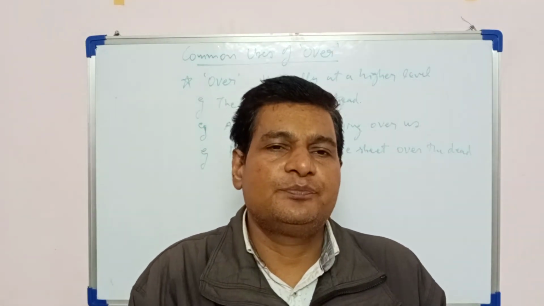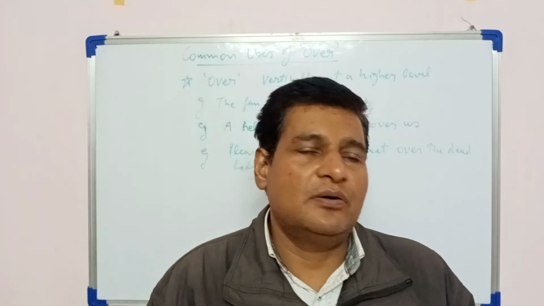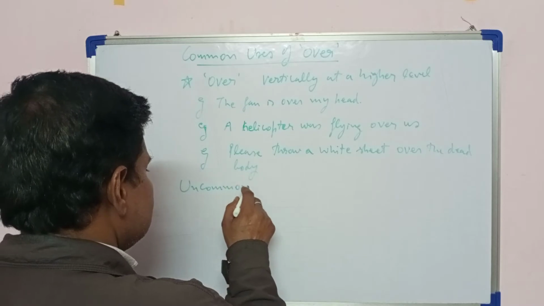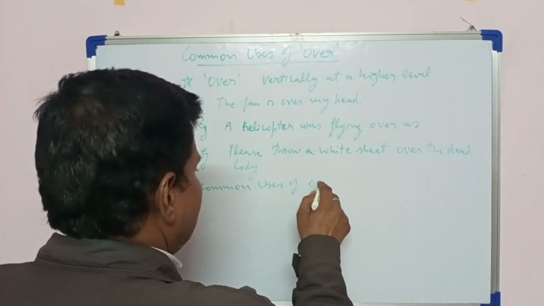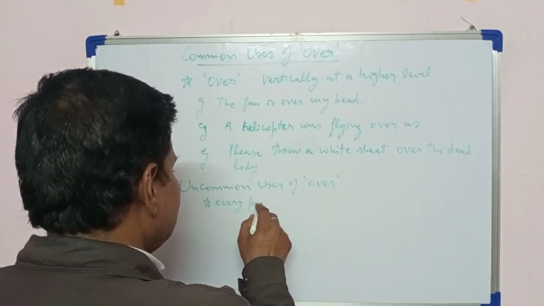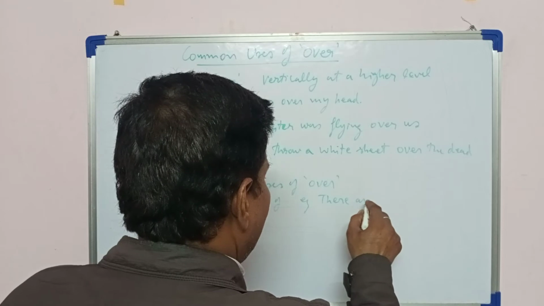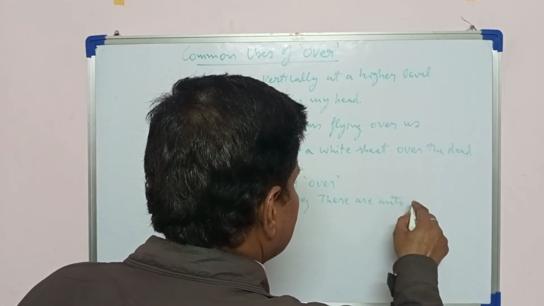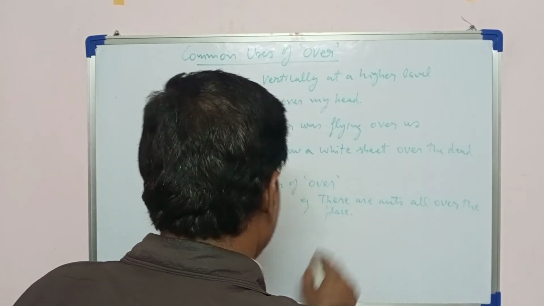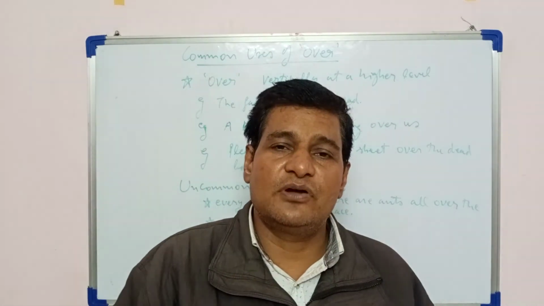Now uncommon uses. Uses of over. It indicates, number one, every part of. Example, there are ants all over the place.